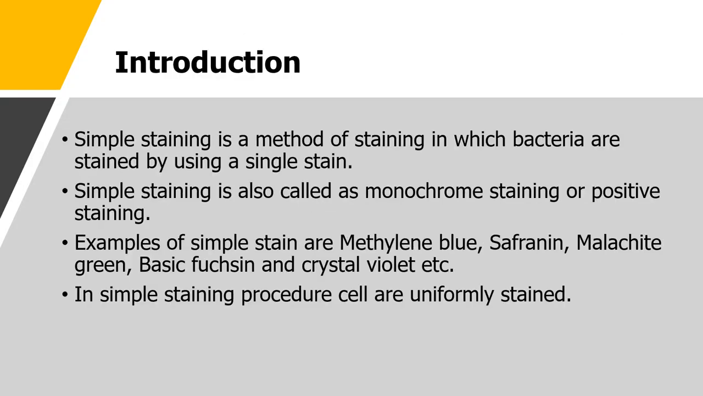Simple staining is the method of staining in which bacteria are stained by using a single stain. It is also called monochrome staining or positive staining. Examples of simple stains are methylene blue, safranin, malachite green, basic fuchsin and crystal violet. In the simple staining procedure, the cells are uniformly stained.